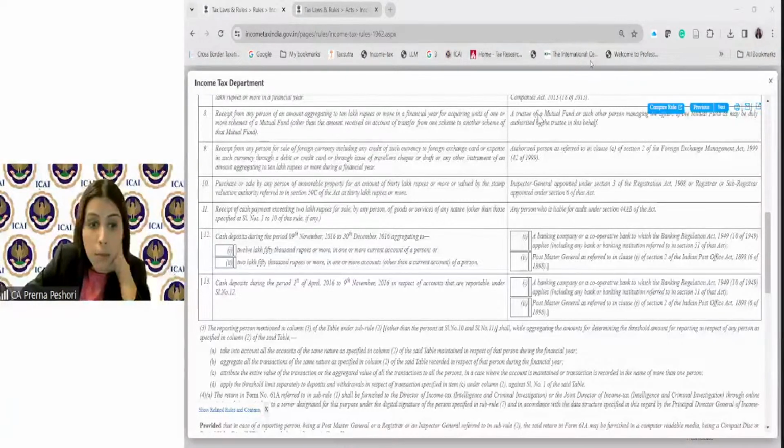Mohammed, goods purchased with cash more than the specified limit, does the tax auditor have to report? No. The assessee has to report. The company which has received the amount has to report in the SFT, not the tax auditor. Clear, Mohammed?